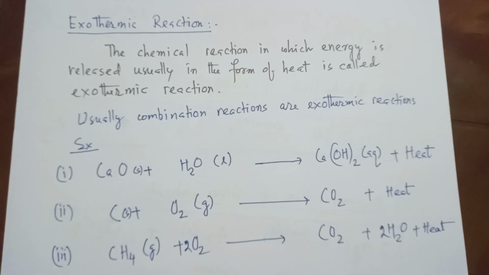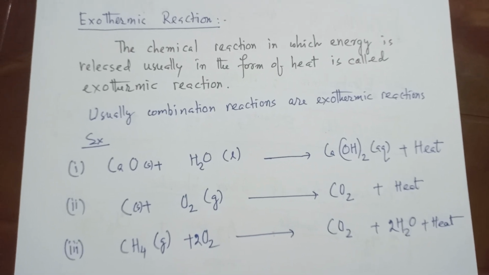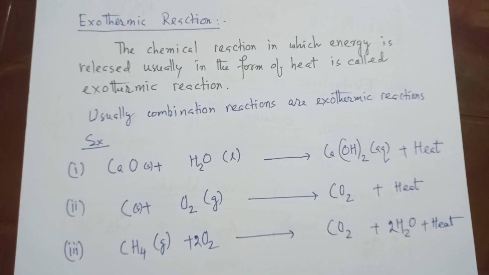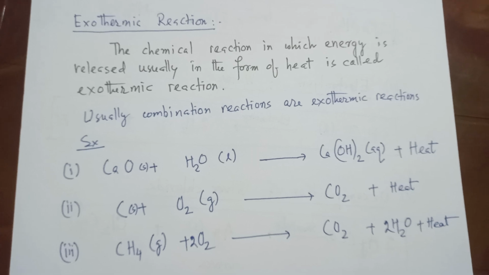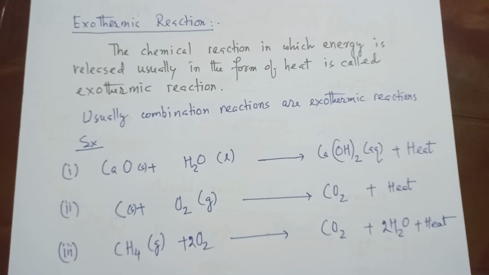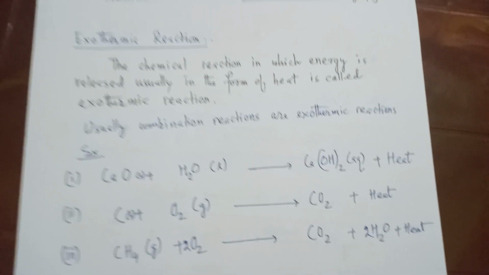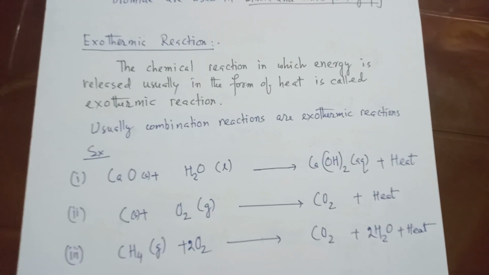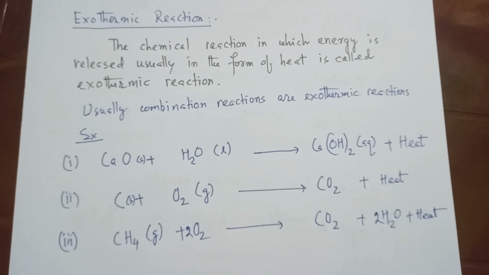Next we'll discuss exothermic reactions. These are the chemical reactions in which energy is usually released in the form of heat, and these reactions are called exothermic reactions. Normally the combination reactions are exothermic reactions. We can take some examples.